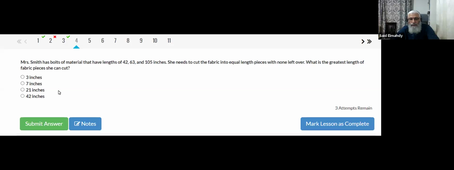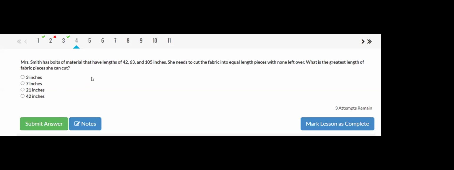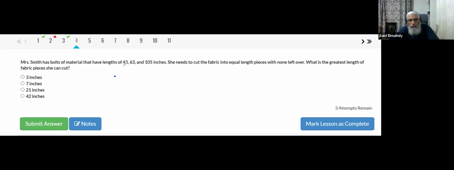Read. Okay. Miss Smith has bolts of material that have lengths of 42, 63, and 105 inches. She needs to cut the fabric into equal length pieces with none left over. What is the length of fabric pieces she can cut? So this is a 42 piece, and another piece 63, and another piece 105. She wants to cut all of them into equal pieces.